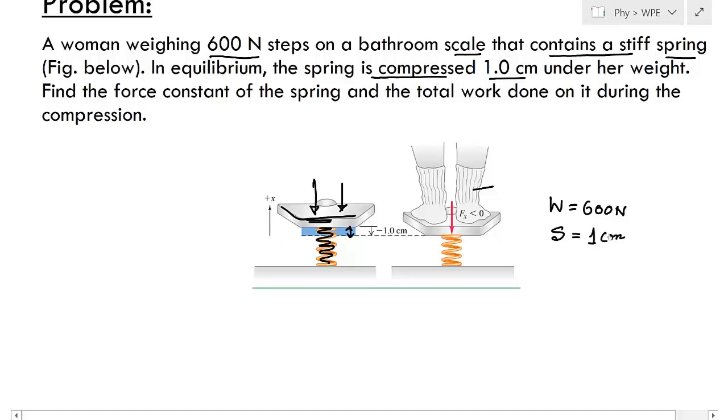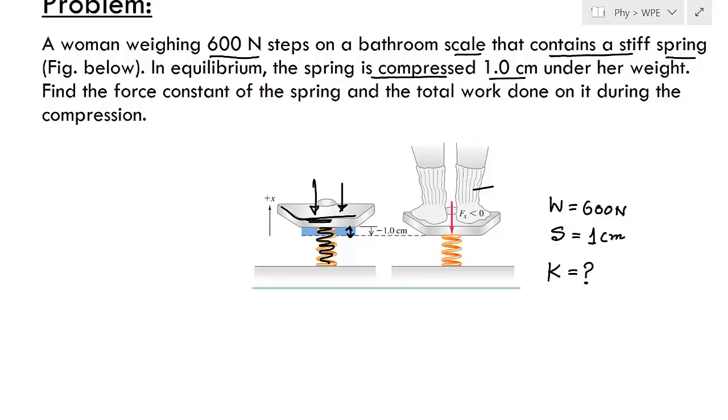Under her weight, find the force constant of the spring and the total work done on it during the compression. So we have to find two things. One is the spring constant K, and how much work has been done on the spring. So there are two things that we have to find. So how will we find this?